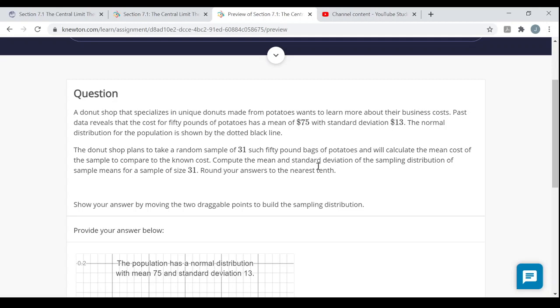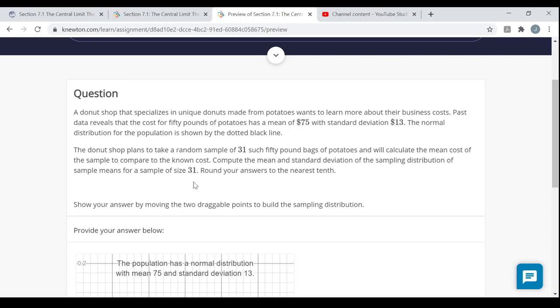Compute the mean and standard deviation of the sampling distribution of the sample means. So basically the distribution of x bar, right? The distribution of all those sample means for samples of size 31. If I were to look at all possible samples of size 31, 31 bags of potatoes, what's the average cost? Take another 31 bags of potatoes, what's the average cost? If I could do that and look at the distribution of all those averages, what would be the mean and standard deviation for that distribution?